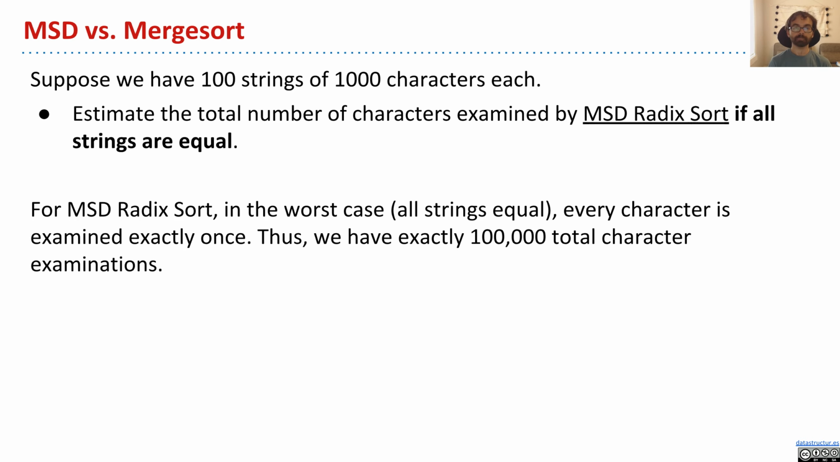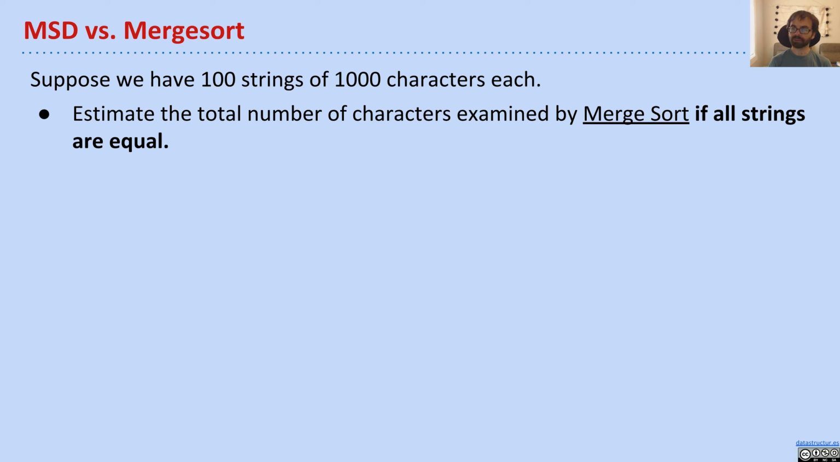Okay. All right. How about merge sort? This one's a lot trickier. So what I'd like you to do is try to estimate the total number of characters that are examined by merge sort if all the strings are equal, if we have 100 strings of 1,000 characters each. Now, what I'm going to do in a moment is spoil the first half of the problem. If you want to try and work it out from scratch without any spoilers, go for it. Otherwise, try and make some progress, and then I'll give you a really important hint. Okay, so the important hint is going to be to figure out the cost per merge operation.